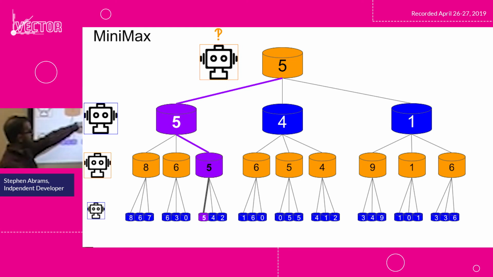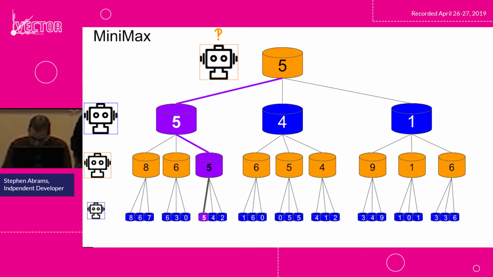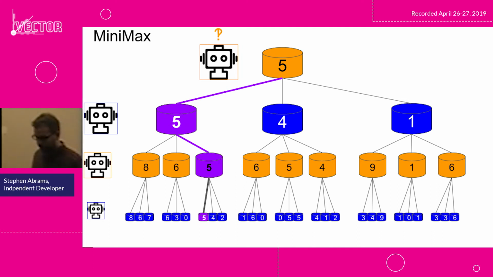So you see the pattern. What should I evaluate this one as? A 5. Okay, keep going. Tell me. 6. 5, 4, 9, 1, 6. Okay, excellent. So orange, looking to maximize the value of the board, evaluates these positions as those values.